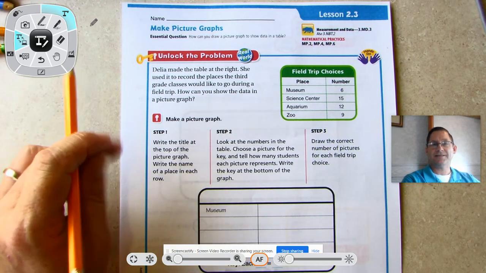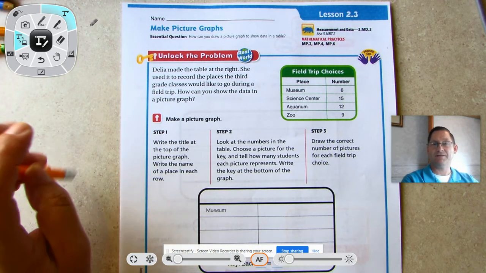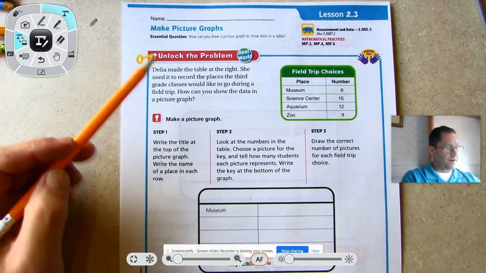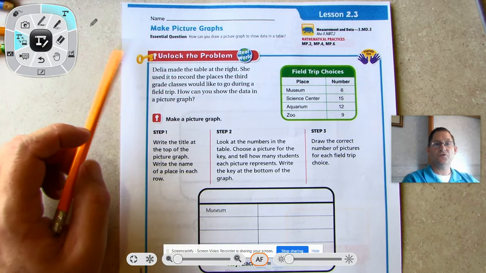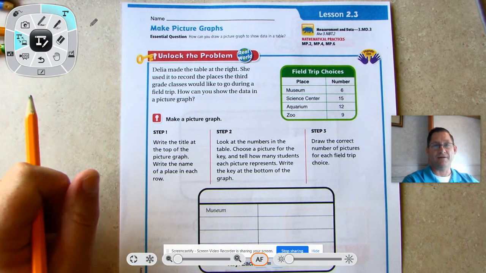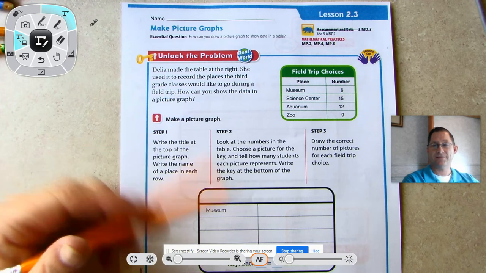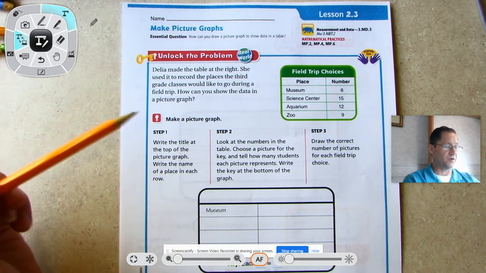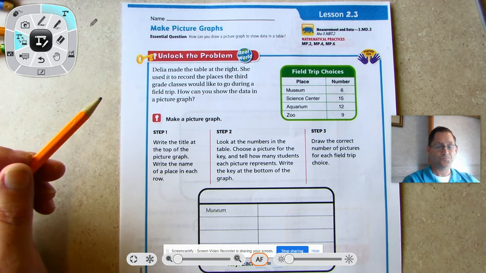All right, our new lesson is lesson 2.3 on page 71 of your math book. Yesterday, or in our previous lesson, we learned how to use picture graphs, or in other words, how to read them and interpret the data in the picture graph. Today, we're going to learn how to make picture graphs. So the essential question is, how can you draw a picture graph to show data in a table?